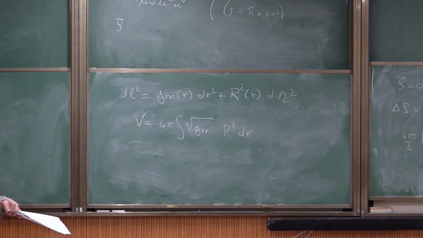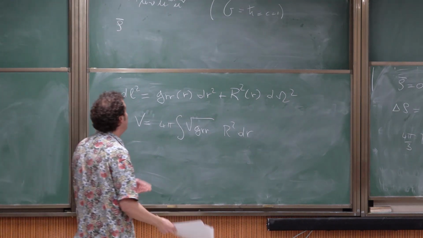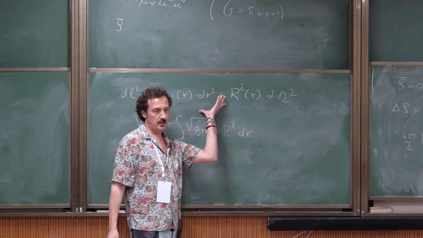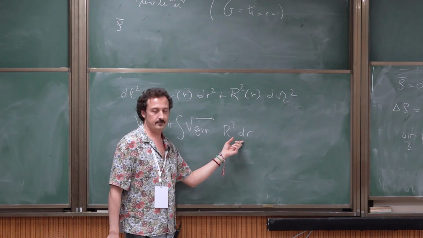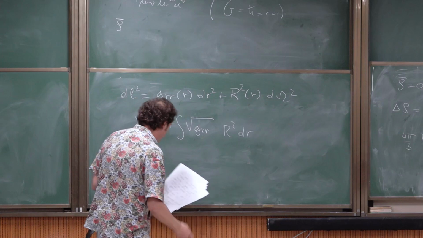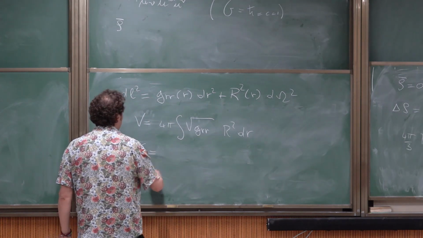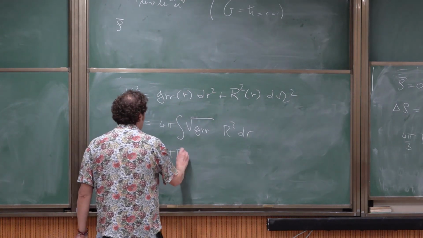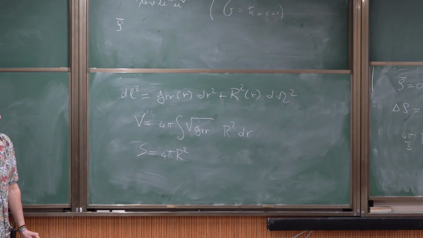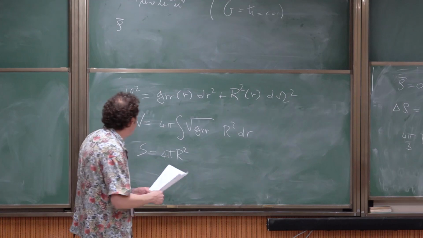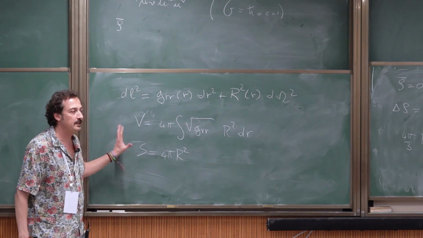Right? Because it's the metric, so the volume is simply the determinant of this, integrated over r, while the surface is still 4 pi r squared. So you immediately see that the two objects might be completely unrelated.